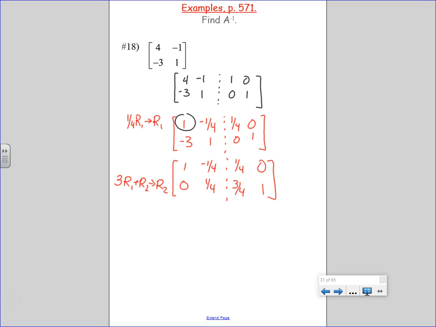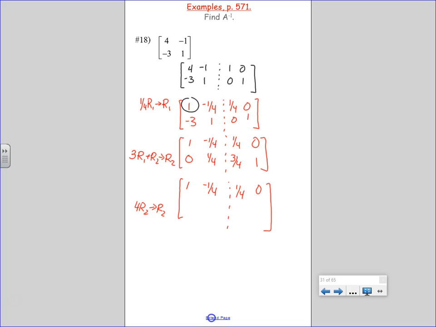First column done. Second column's turn. Who do we start with? Get the 1 right here. So I multiply the second row by 4. Row 1 is going to just chill for a second. What's 4 times 0, starting with the first entry of the second row? 0. Yeah, 4 times 1/4, 1. 4 times 3/4, 3. 4 times 1, 4.